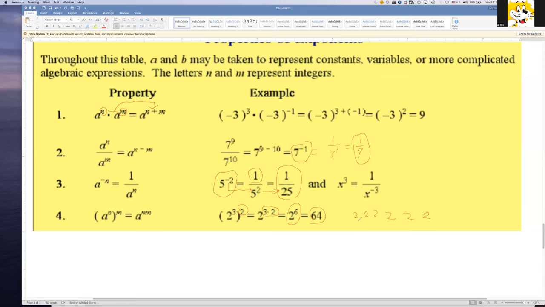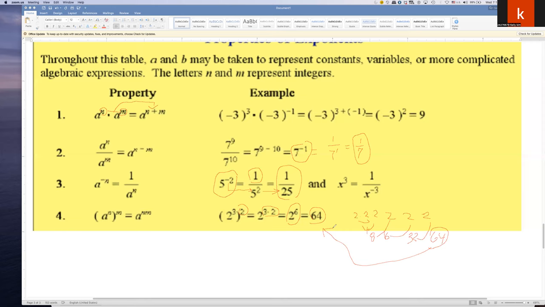2 times 2, 2 times 2, 2 times 2. This right here, this is 4. This right here, this is 8. This right here, this is 16. This right here is 32. This right here is 64. And this is how they got 64. Everybody see that? This is hard.